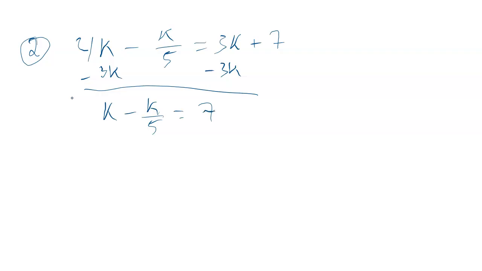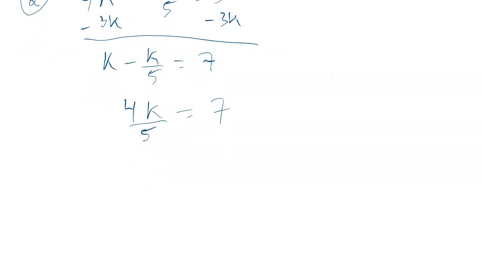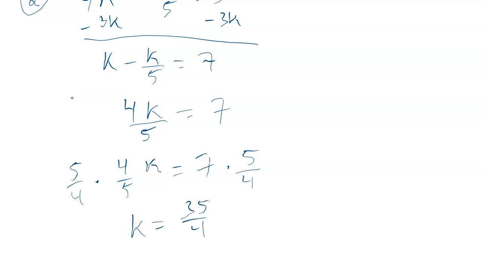I could see at this point multiplying both sides by 5, but I do look at this and just say, I got 1/5, and I'm taking away from a whole. So this should be 4k over 5, or 4/5 k. Maybe we can think about that. 4/5 k is equal to 7. And I'm going to multiply both sides by the reciprocal. So I'll go 5/4 times 5/4, and I'll get k is equal to 35 over 4. That's my answer. That's not terrible.